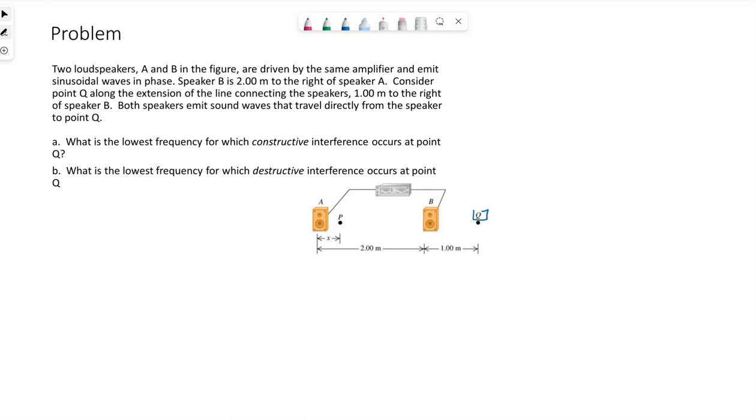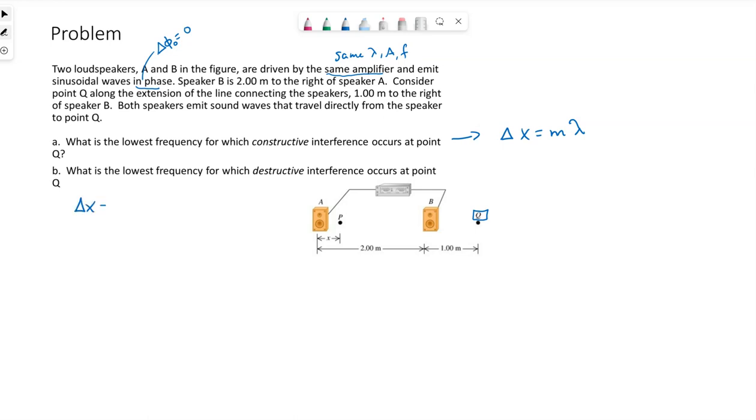Okay, so point Q is over here. Since the loudspeakers are driven by the same amplifier and the waves are in phase, same amplifier means they have the same wavelength, amplitude, and frequency. Emitting the same waves in phase gives us our delta phi naught of 0. So constructive interference will be described by our equation, delta x equals m lambda.